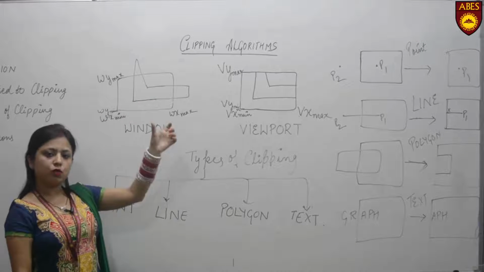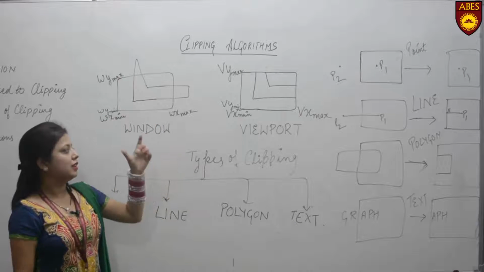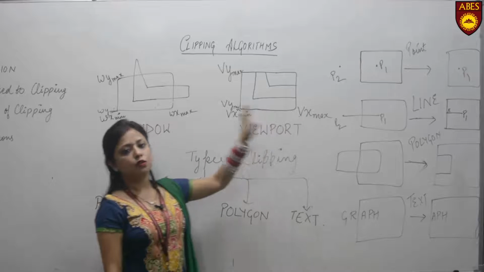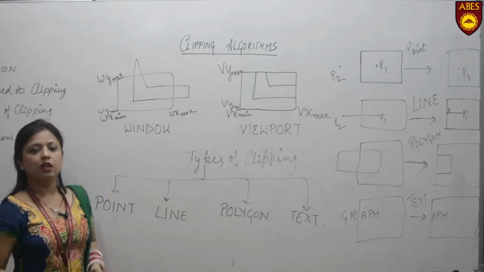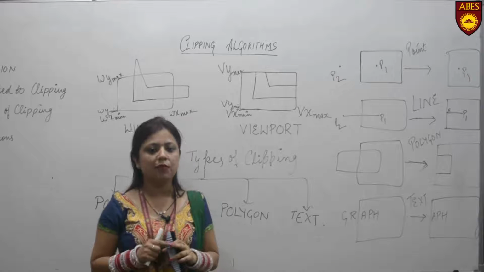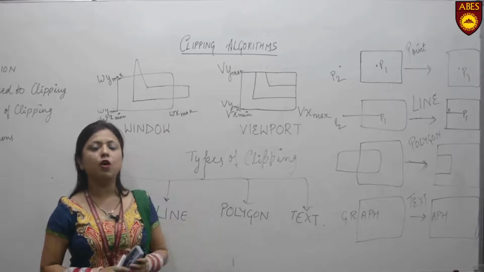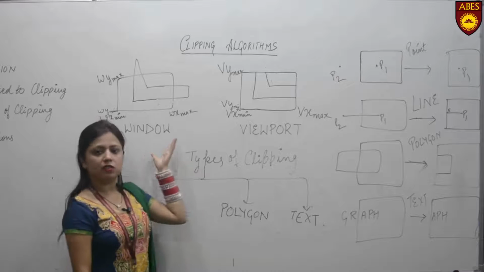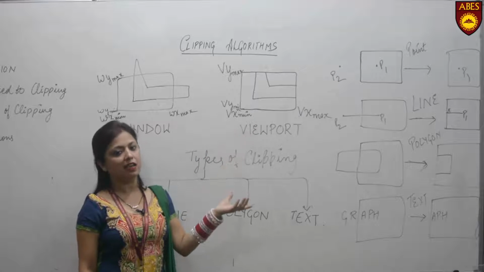When this output is to be displayed, it has to be displayed at a particular place. That place is referred to as your viewport. So the viewport is the place where the output image is displayed. A viewport can be the screen of your camera, the screen of your phone, the projector screen, or a part of your projector screen. So these were the 4 basic terms: window, viewport, windowing and clipping.